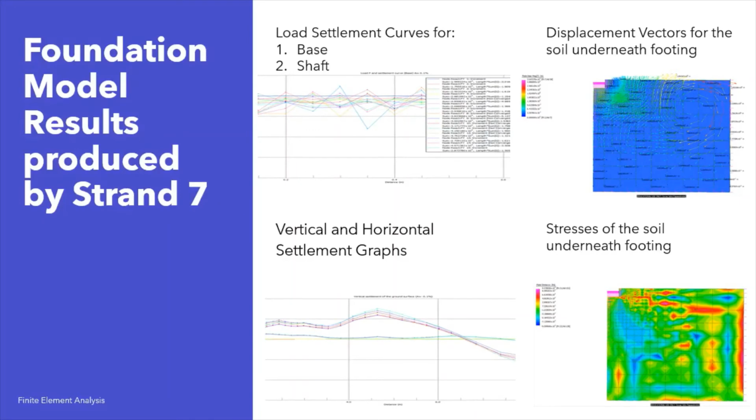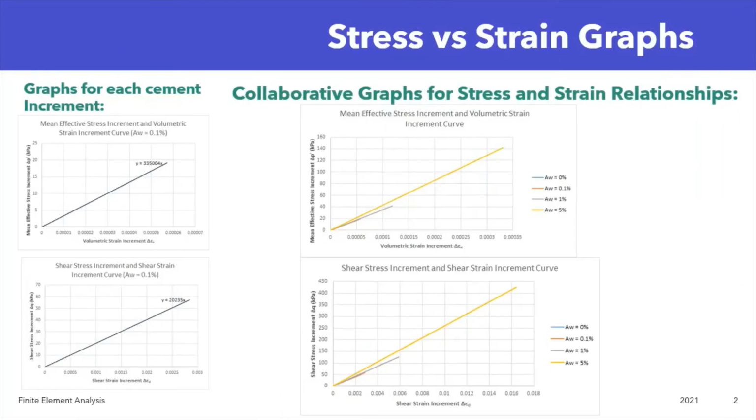Using Strand 7, our group produced numerous graphs describing how the soil behaves under loading. These graphs included load settlement curves for the base and shaft, displacement vectors for the soil underneath the footing, vertical and horizontal settlement graphs, and stresses of the soil underneath the footing. Our group also produced other graphs displaying the effects of increasing the cement in the foundation. The mean effective stress increment and volumetric strain increment curves, as well as the shear stress increment and shear strain increment curves, were displayed. These were made into collaborative graphs for better visualization.